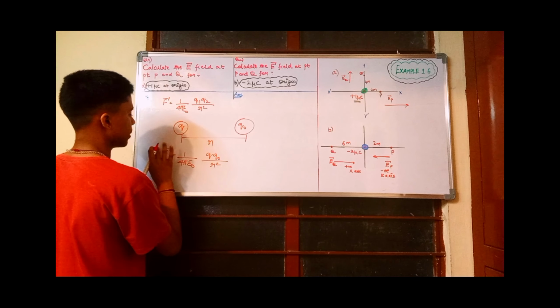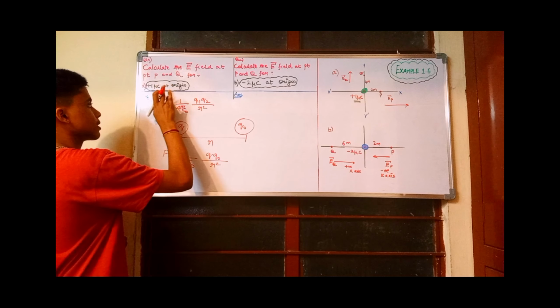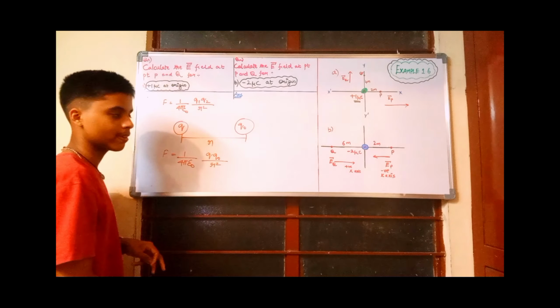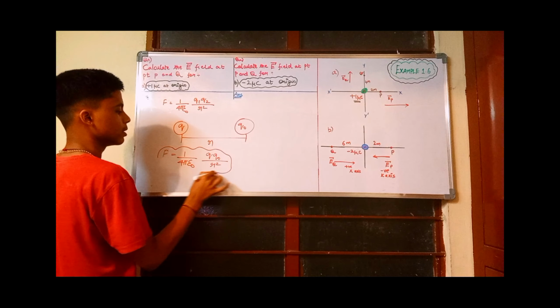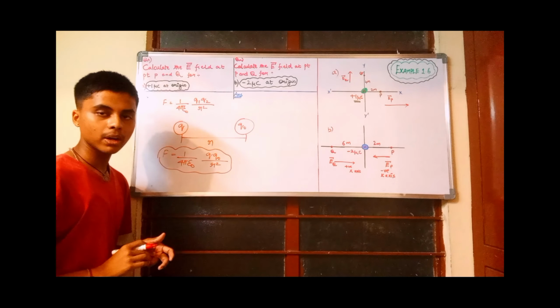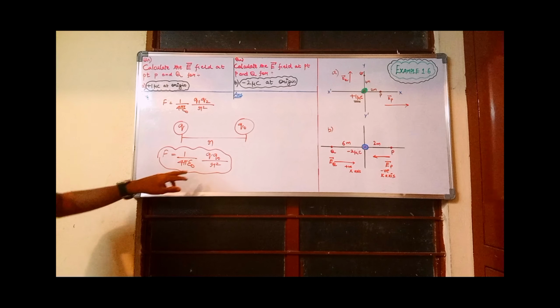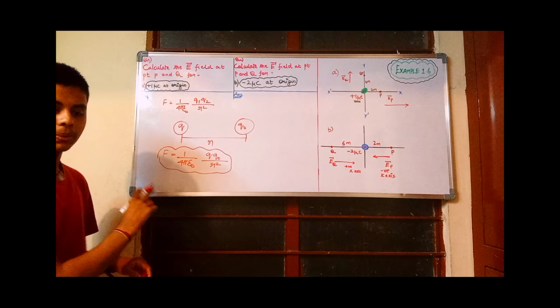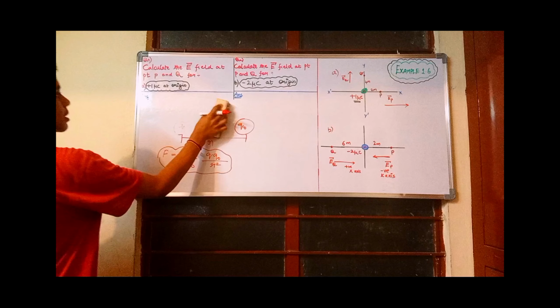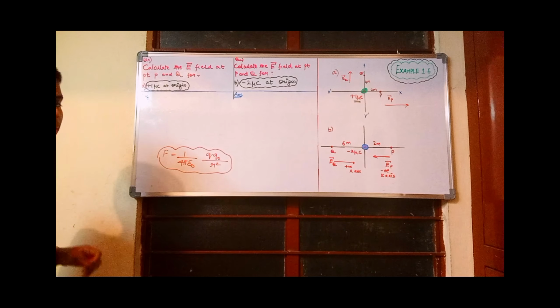I'm not going to write the vector symbol, because if I write the vector symbol, I need to mention the unit vector. So I am just taking the magnitude form. F is equal to 1 by 4 pi epsilon naught Q into Q0 by R square. Now using this formula, I'm going to substitute in the electric field form.